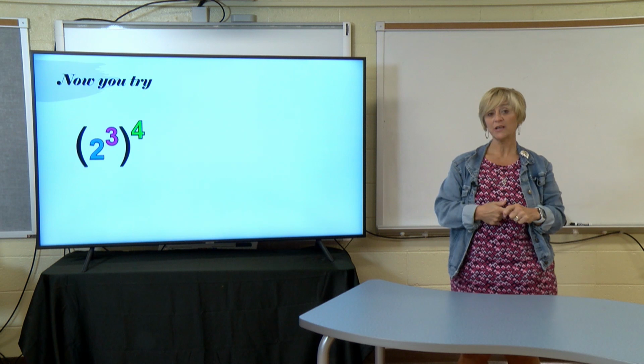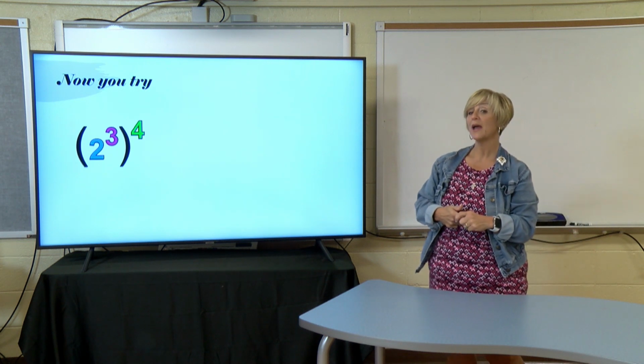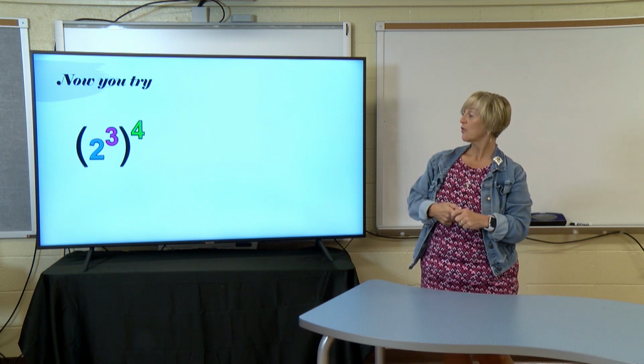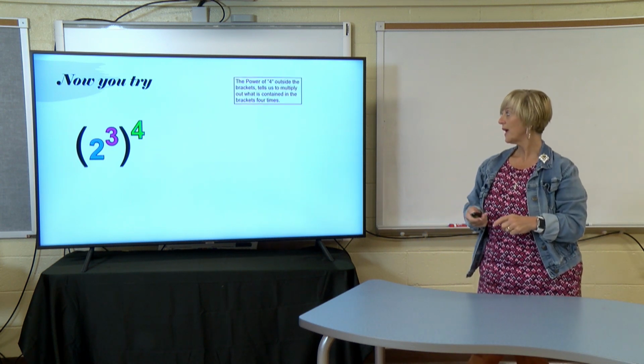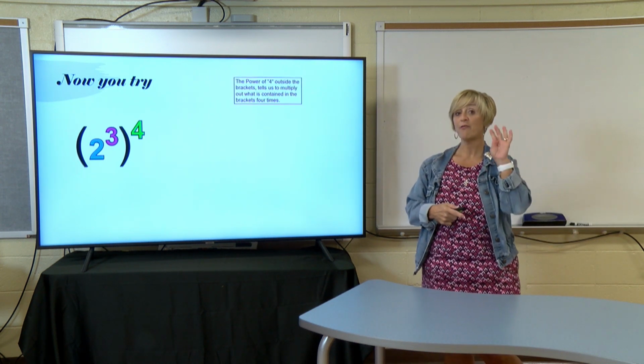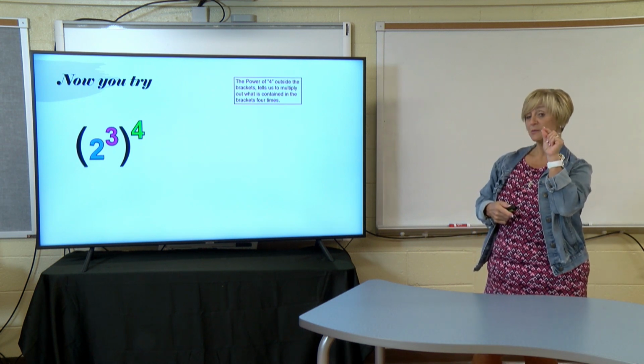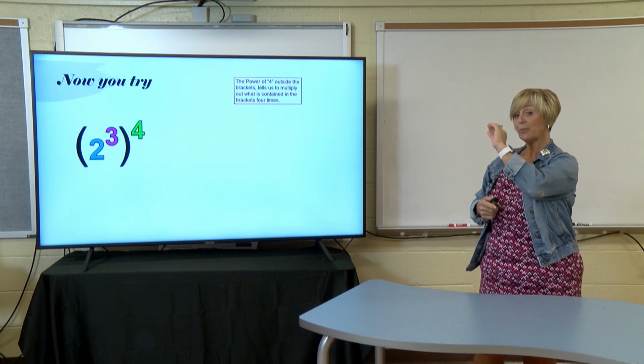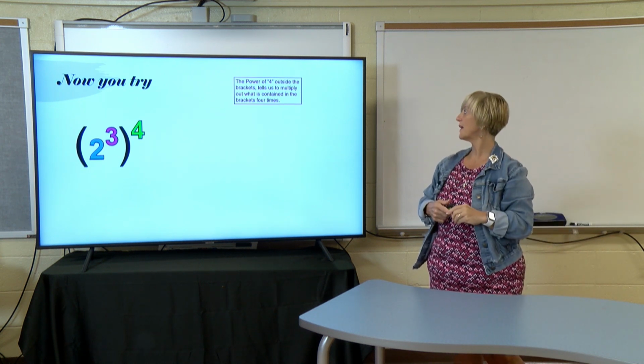2 to the 3rd to the 4th power. I'll give you a second to see if you can figure it out. Okay? Now remember, the 4 is the exponent. It's the power outside of the brackets. So that power is applied to everything inside the brackets.